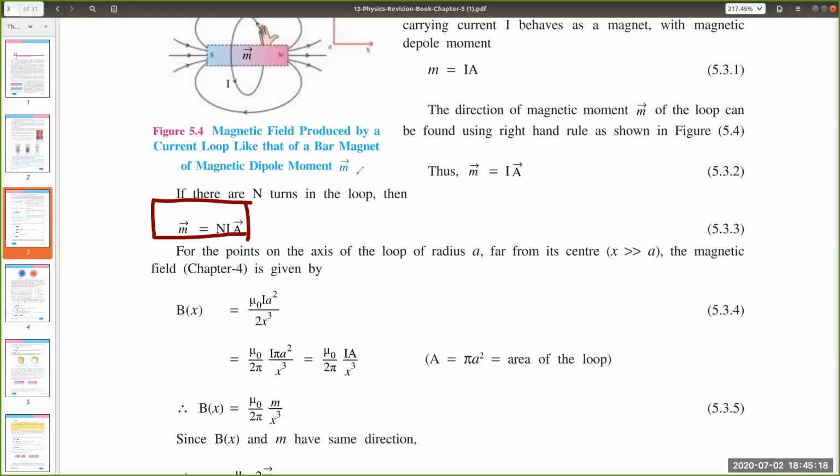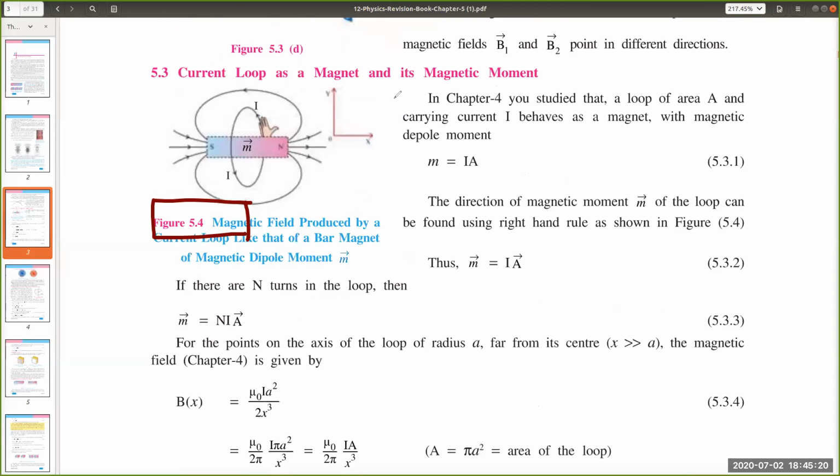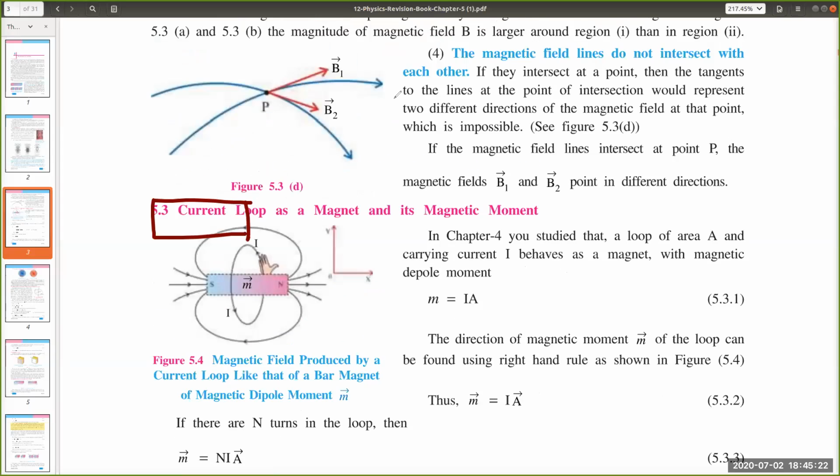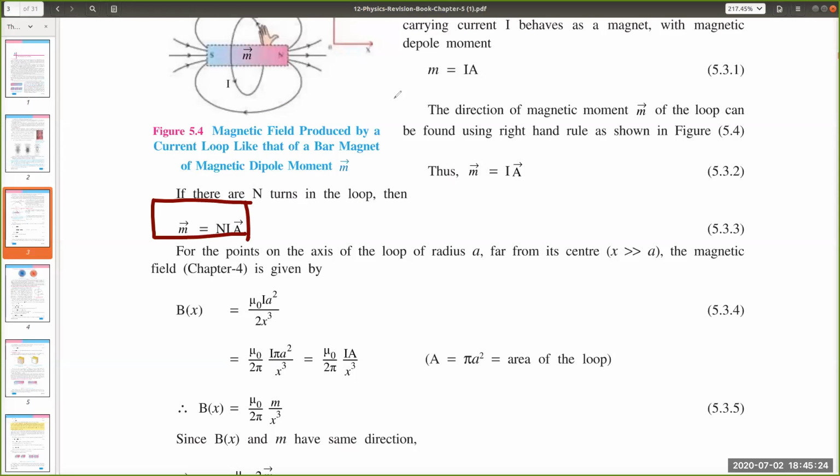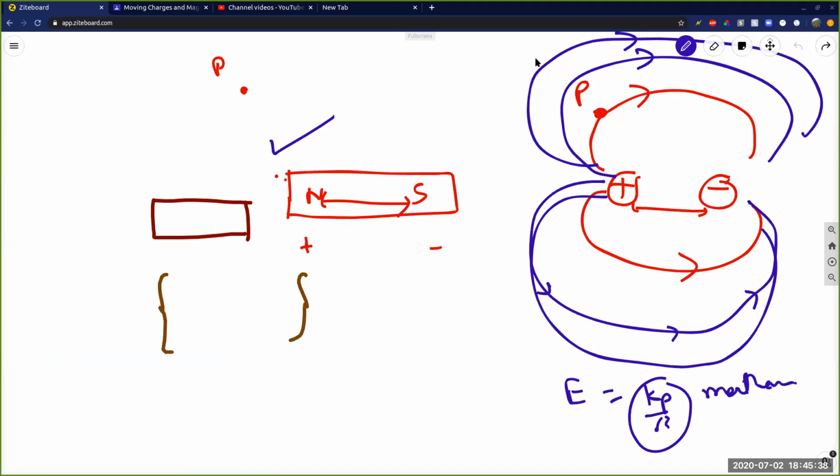Now see, they have given. Did we find the magnetic field at the axis of a loop of radius a? Did we do this derivation? Everyone, please tell me. I don't think so. So we'll do this derivation first. The derivation goes like this.